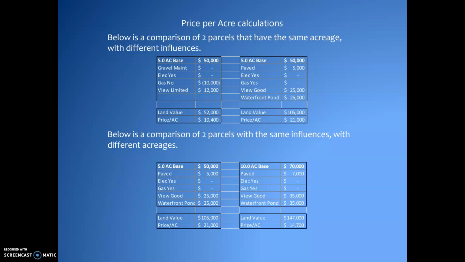of 21,000. And then our second parcel has a total value of 147,000 or 14,700 for our price per acre. So even though they have the same influences, they have different sizes, so you can't do a straight price per acre comparison on any of these. Like I said before, if you're going to do that, they need to be the exact same size and have the same influences.